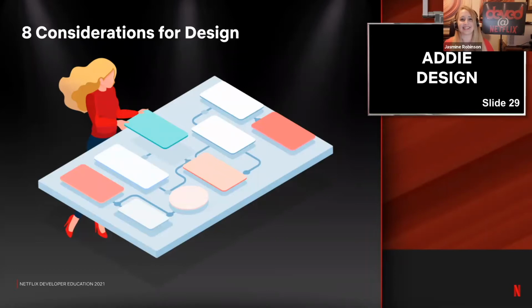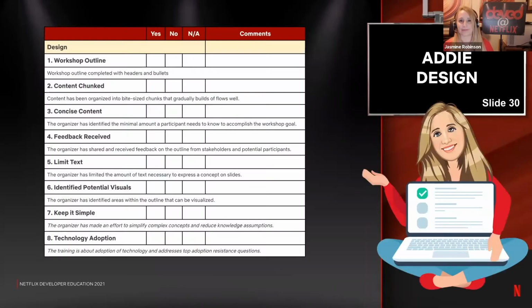Okay, the second phase of the ADDIE model is design. And design is creating the text outline of your content, planning out potential visuals, and getting feedback. So normally I ask trainers to create an outline in a Google Doc in a bullet format. And then I have 8 considerations on the checklist, which I will go through with them.